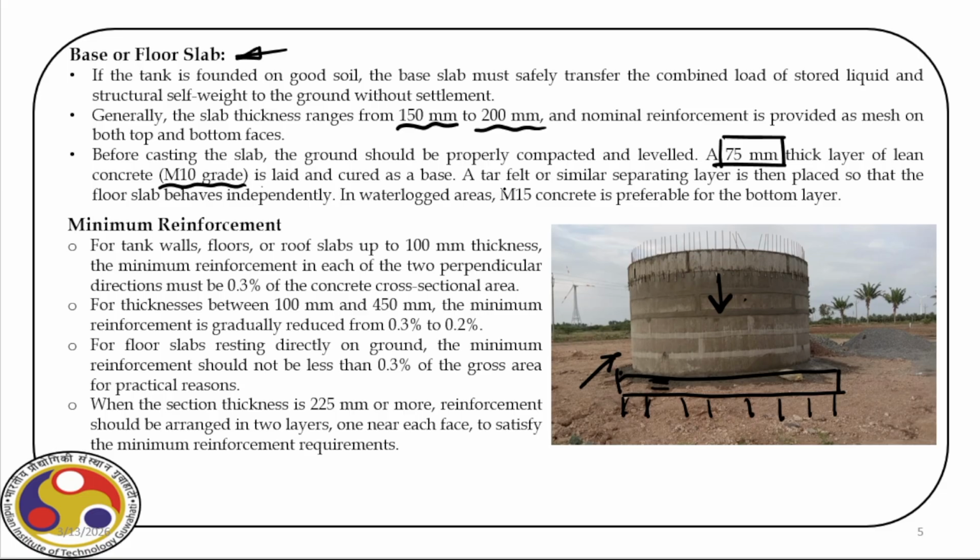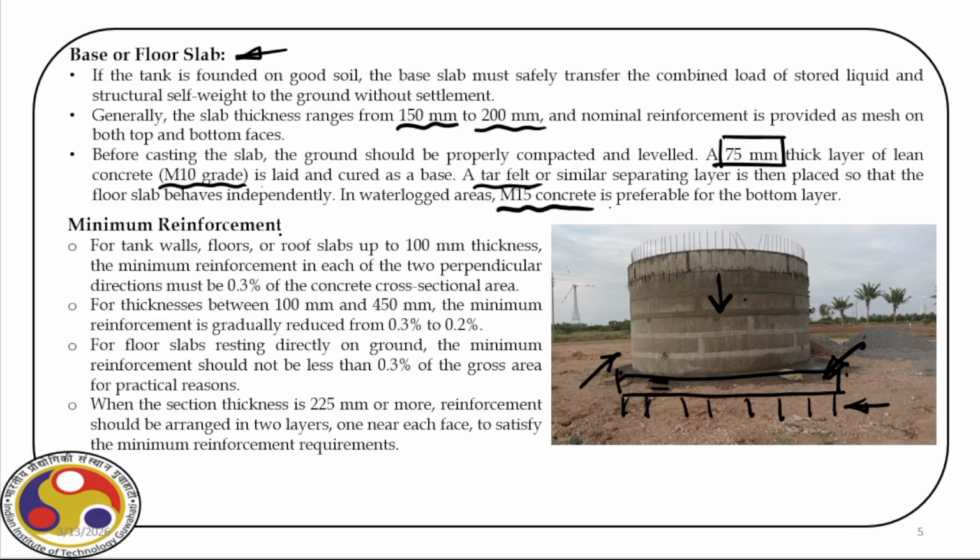Then on top of this lean concrete, a tar or similar coating is applied before putting the base slab on top of the prepared ground. Now, in some waterlogged areas, instead of M10, we normally use M15 concrete, which is a better one for this ground preparation.